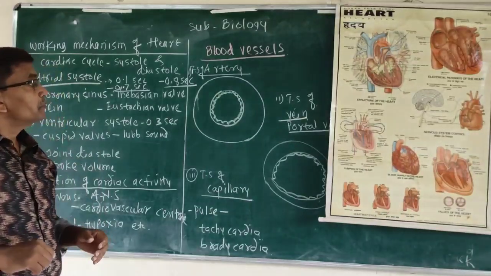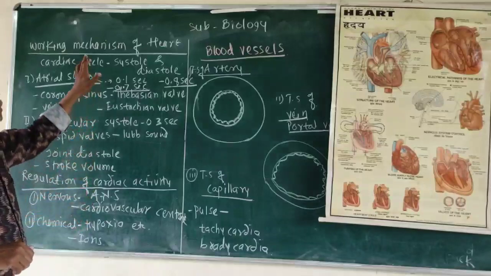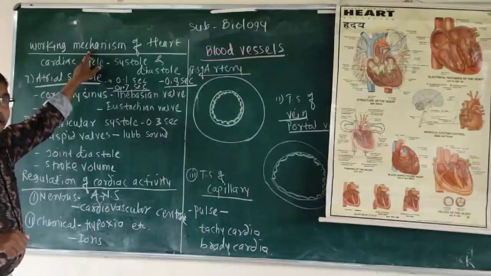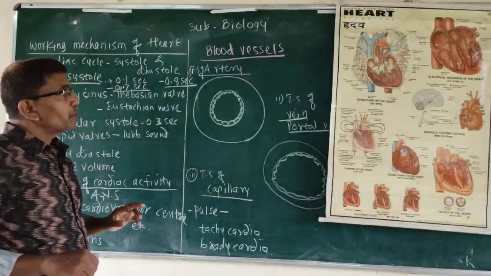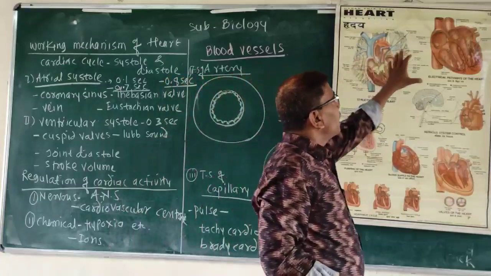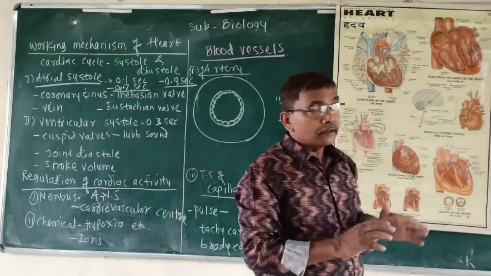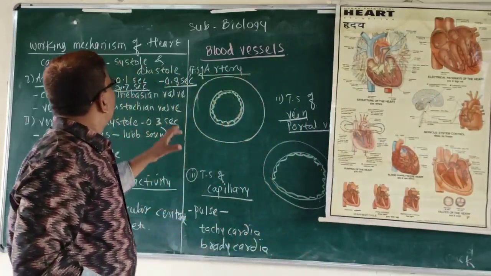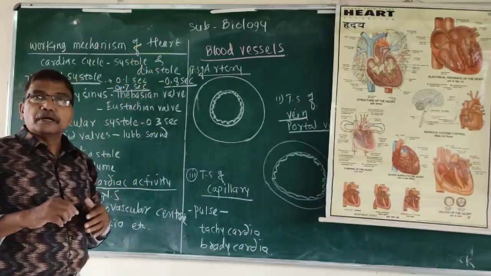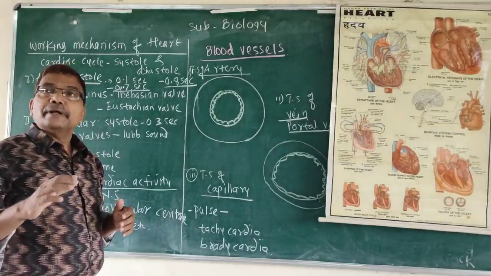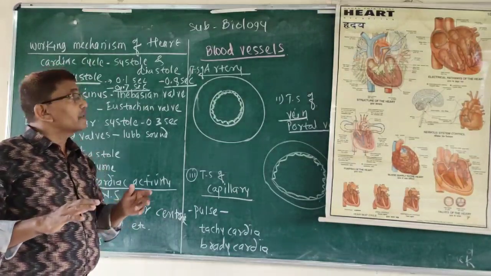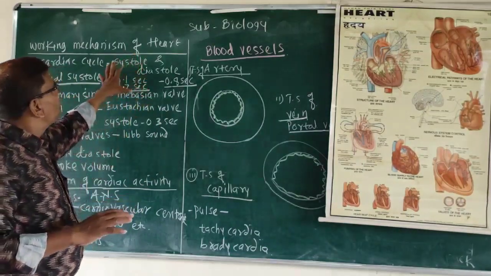Hello students, today we are going to discuss the working mechanism of the heart. Before this we have discussed the internal structure of the heart and the conducting system, or electrical pathways, of the heart. Then we know that the heart's role is blood receiving and blood propelling, maintaining uniform direction of the blood flow.